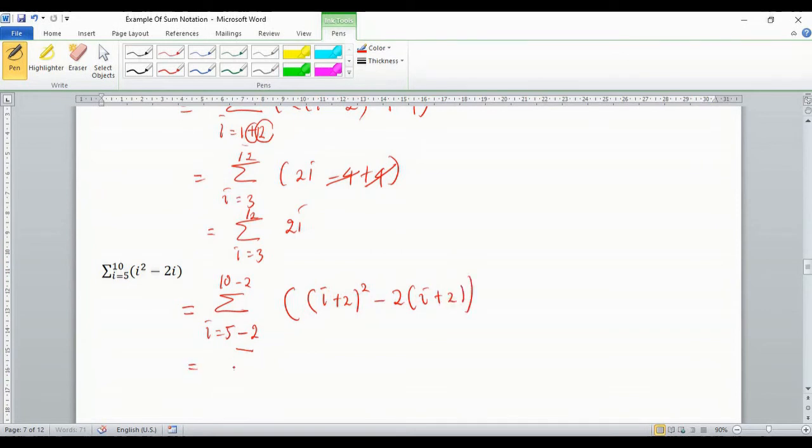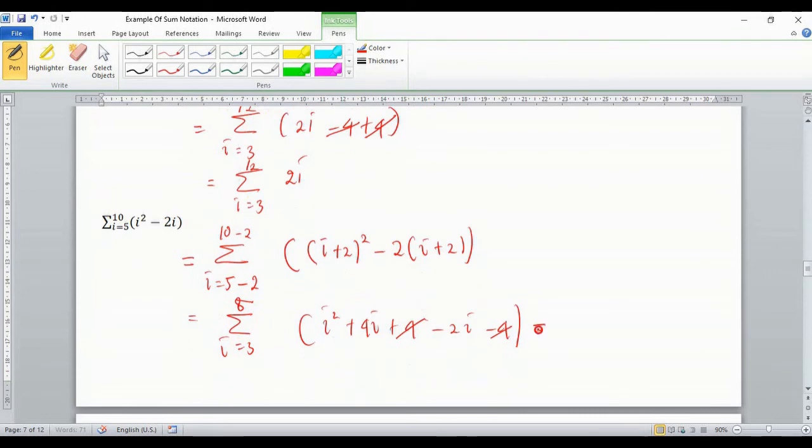So from here we need to fix the lower limit to be i equals 3, and the upper limit equals 8. So i squared plus 4i plus 4 minus 2i minus 4. So from here we can cancel 4 and 4. And then the result will be sigma i equals 3 to 8 of i squared plus 2i, everyone. So this is the transformation of the lower index from i equals 5 to i equals 3.